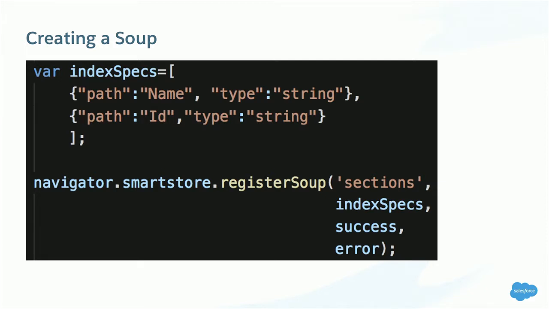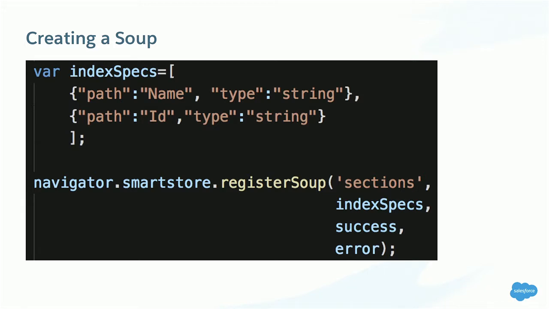And then once I've created the indexes, I then execute the register soup method of the Smart Store property. So I pass in the name of the soup that I want, which is sections in my case, because sections is the kind of entry point to everything. I pass in the index specs, and I pass in two additional parameters. Everything in the Smart Store, like pretty much everything in the Mobile SDK, is asynchronous. So I'm always giving it a success callback and a failure callback.